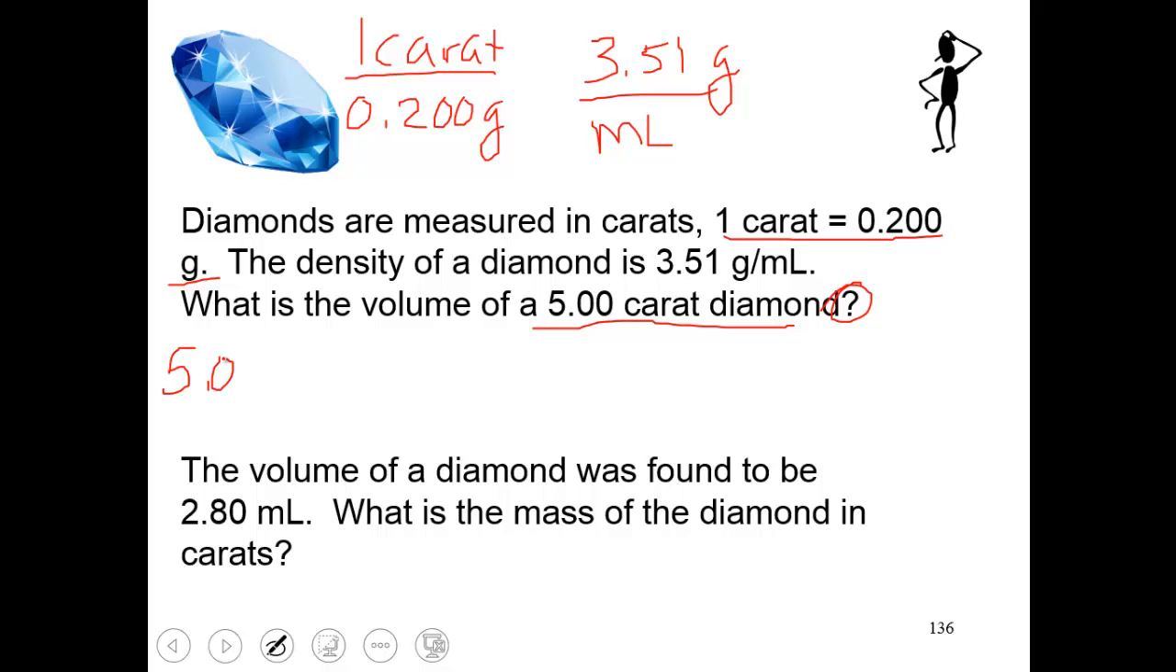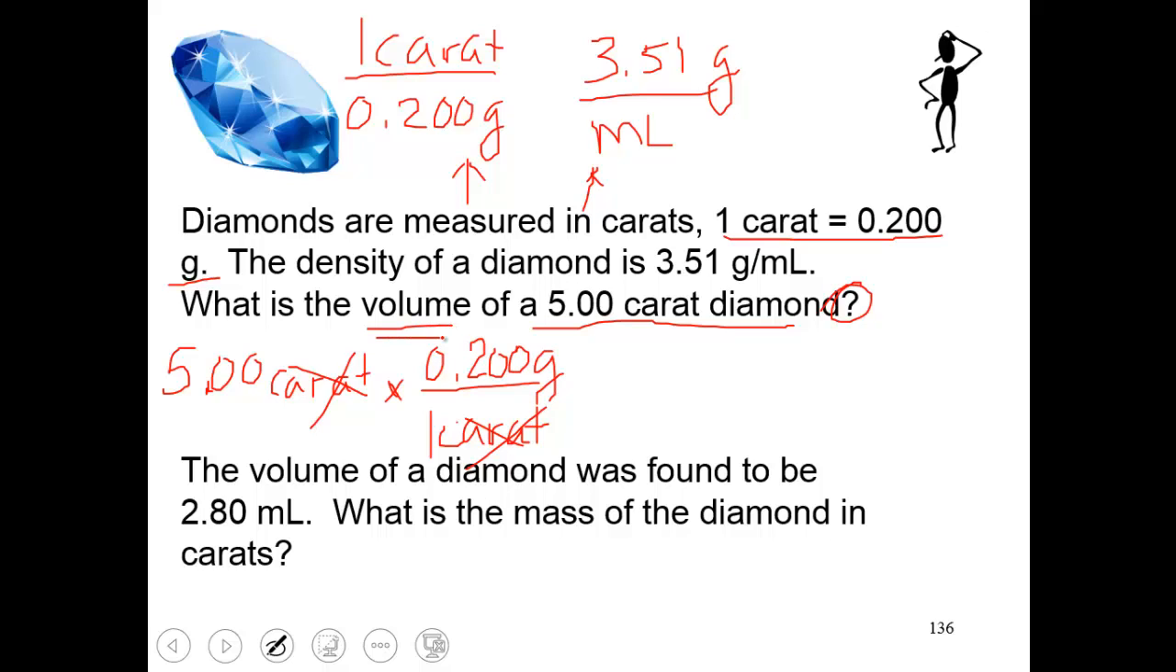Let's get rid of the carats. Now, a lot of the times when I start with these problems, I may not know where I'm going, but I've got to get rid of the unit I don't want. So if I look up here on my conversion factors, let's get rid of the carats at least. I may not know what direction I'm going in, but at least I can get rid of this very first unit that I don't want. So carats go away, and now I have grams.